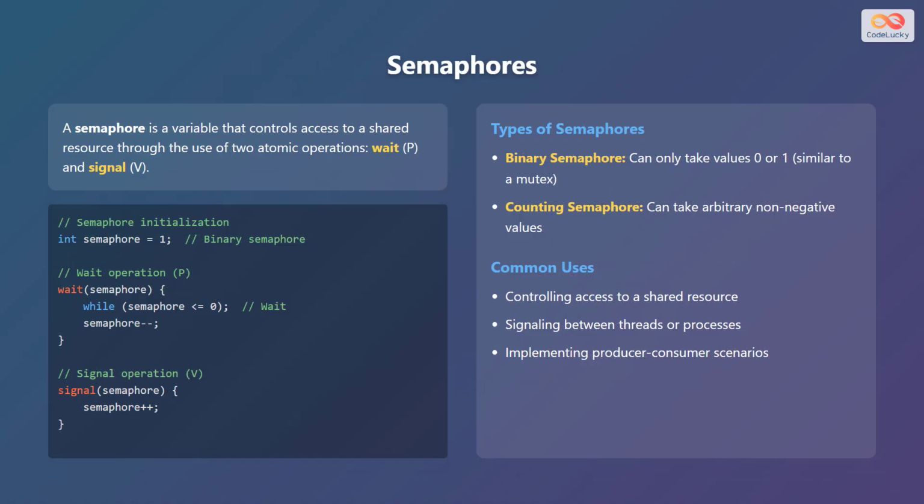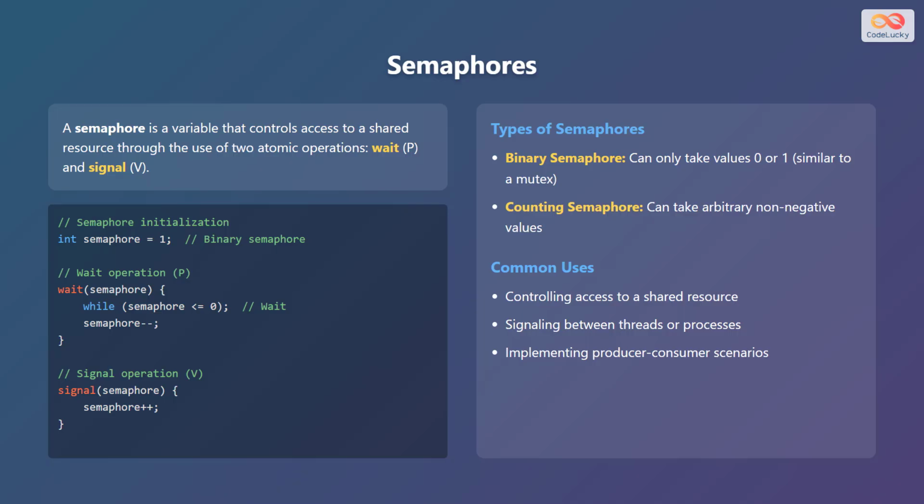A semaphore is a variable that controls access to a shared resource through the use of two atomic operations: wait, also known as P, and signal, also known as V. The code snippet shown gives an example of semaphore implementation. Here, semaphore is initialized to 1 representing a binary semaphore.